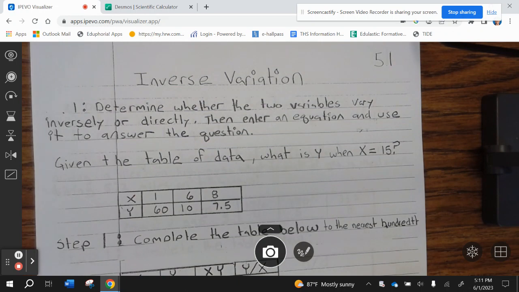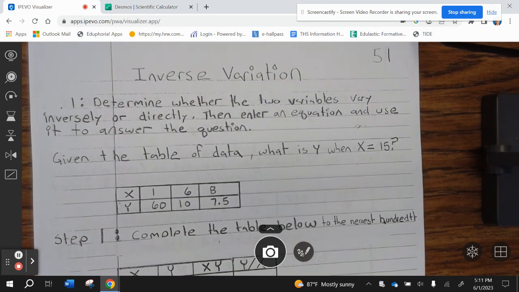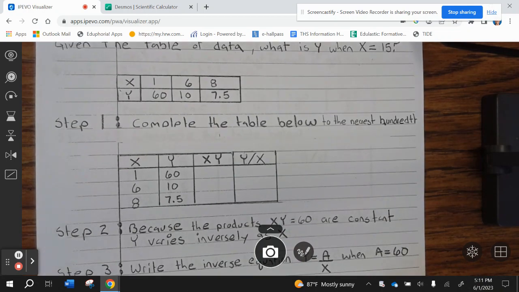All right, let's take a look at example number 1. Determine whether the two variables vary inversely or directly. Then enter an equation and use it to answer the question. Given the table of data, what is y when x equals 15? Okay, step 1, complete the table below to the nearest 100.